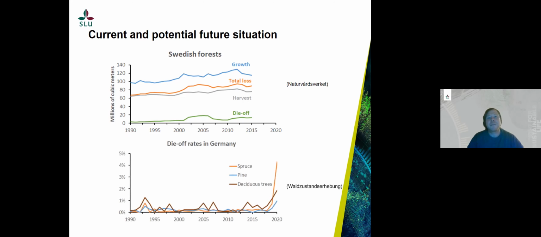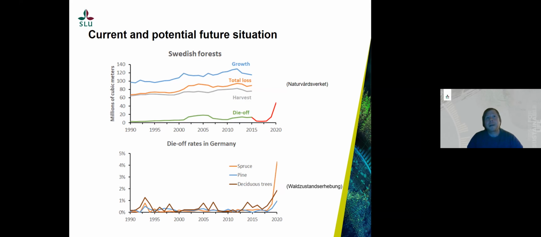And now let's have a look at the die-off rates in Germany. And here, this is what Henrik also mentioned, we can see that after the year 2017, these die-off rates totally exploded, not only for spruce, but also for pines and for deciduous trees. And this explosion is due to warmer and drier conditions. So now let's make a bold thought experiment and transport these increasing die-off rates to Sweden. Will the Swedish forests then in the future still remain a carbon sink?